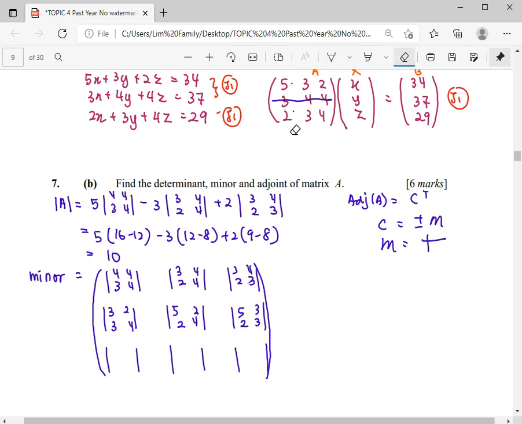Okay, of course I don't want to affect my answer here, so I have to rub this off. Then for 3 1, I'm going to close row 3, column 1. So it will be 3 2, 4 4. Copy and paste it out. The vertical one is 5 3.